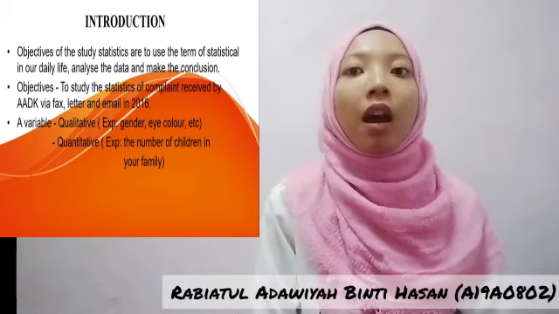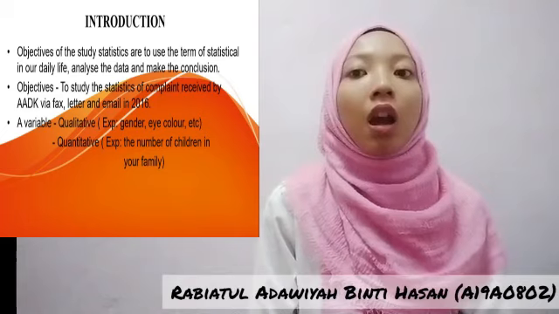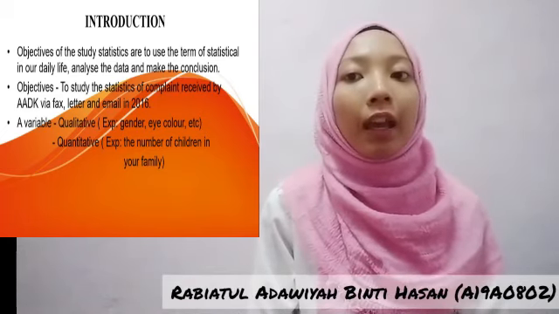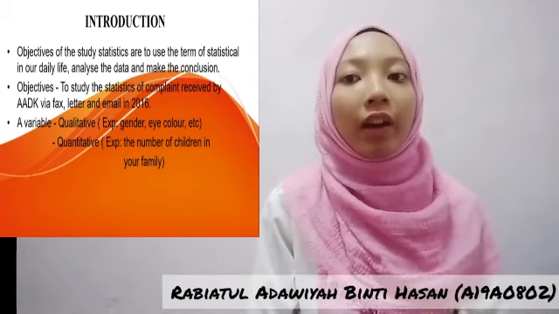Second is quantitative. Quantitative variables are numerical and can be measured. With measurements of quantitative variables, you can add, subtract, multiply, and divide and get a more meaningful result. For example, the number of children in your family, the age of members in a tennis club, and so on.